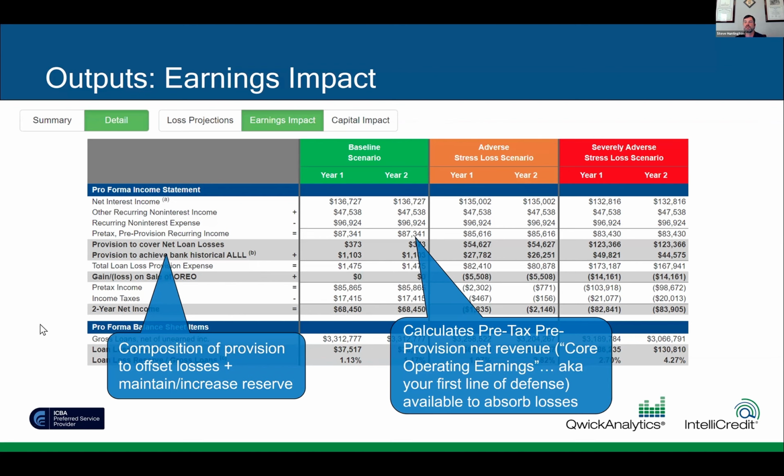But the way we recalculate the earnings, we start with what we call our core operating earnings, right? Net interest income, which is going to be at least indirectly impacted by the credit environment. Fee income and overhead expense stay relatively flat in these scenarios, but obviously the thing that's going to be completely determined and recalculated in this tool by the loss scenario is your provision for loan losses. And if you think about it, as I alluded to earlier, there's really two components to your loan loss provision when you think about this type of scenario analysis.